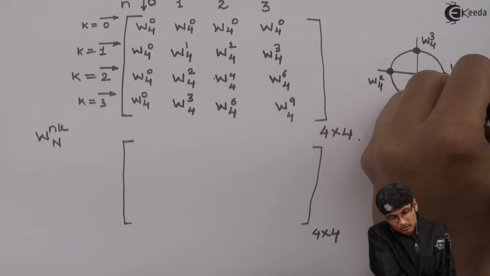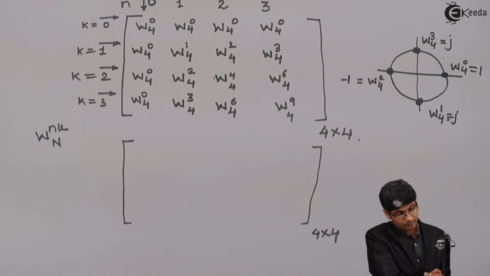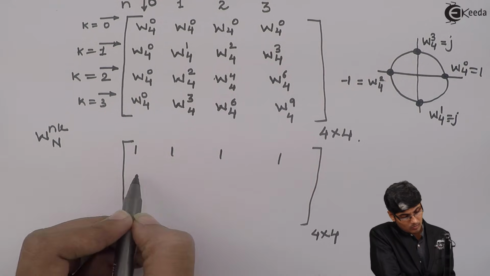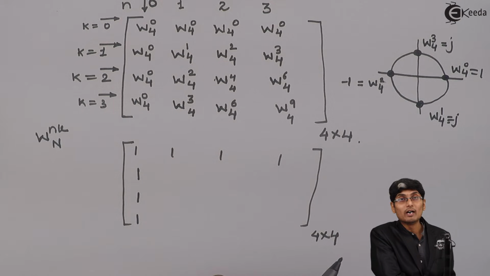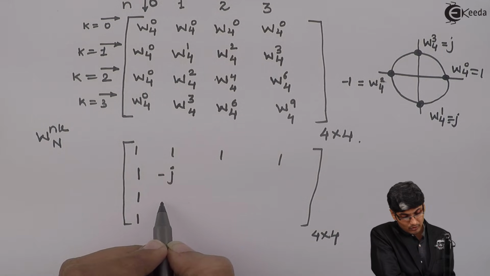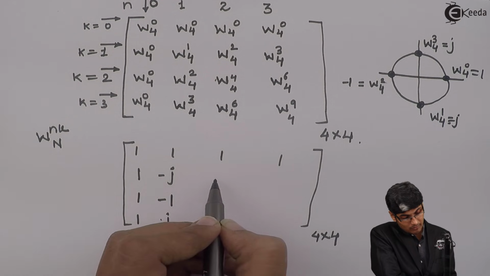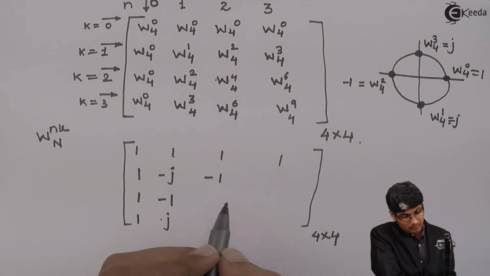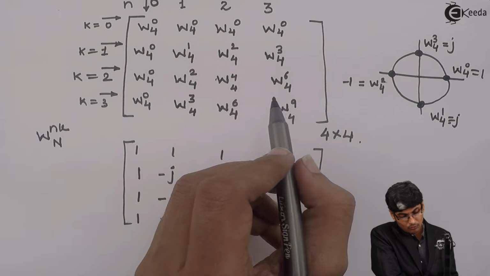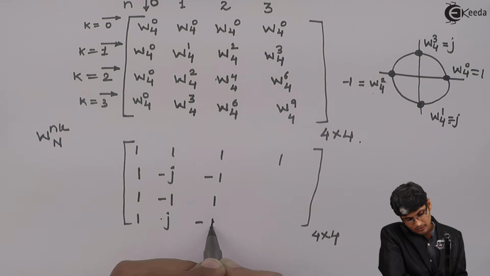Now W4 raised to 0 is equal to 1, W4 raised to 2 is minus 1, this is minus j, and this is j. So we have W4 raised to 0, so there will be all 1s, here also all 1s. Then here it is W4 raised to 1, which is minus j, then W4 raised to 2, which is minus 1, W4 raised to 3, which is j. Then we have W4 raised to 2, which is minus 1, then W4 raised to 4, which is 1, W4 raised to 6, which is 4, 5, 6, minus 1.